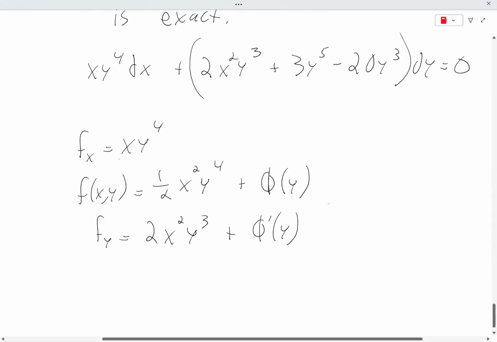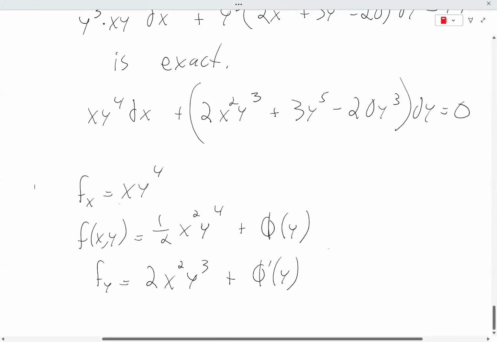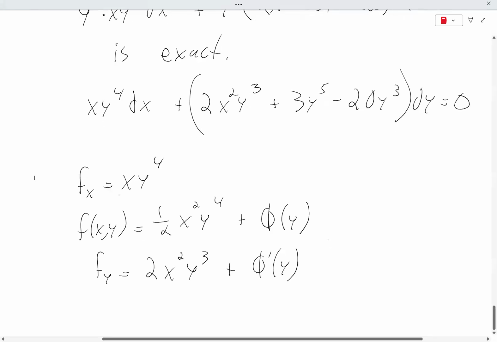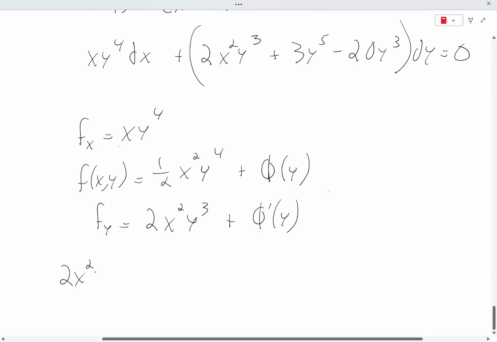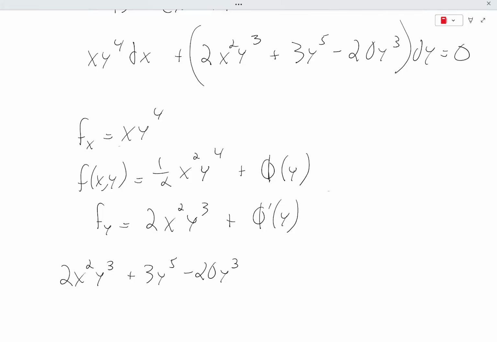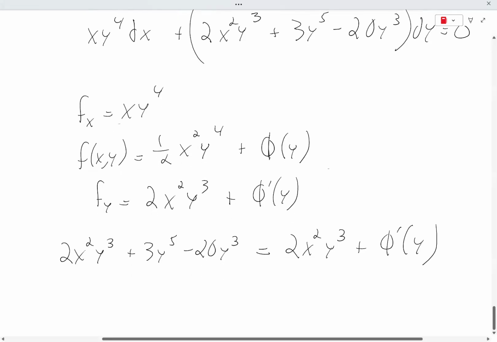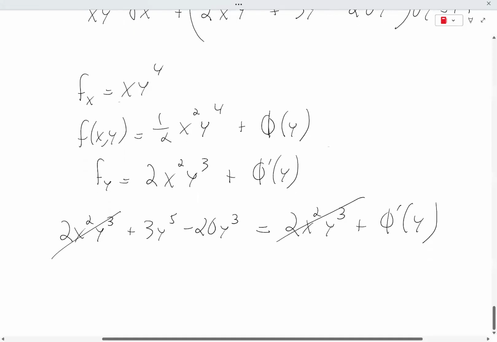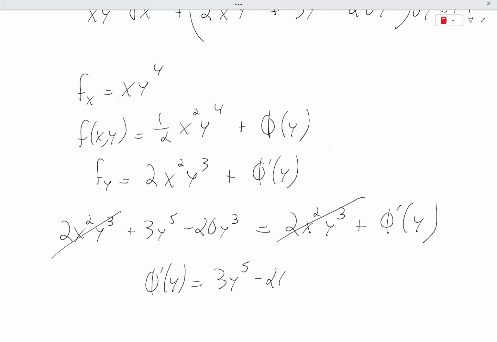Okay, and now f sub y was what? Well, I guess it'll be okay. F sub y is this, right? Okay, we've got to end up with a function of y at the end here. So we got 2x squared y cubed plus 3y to the fifth minus 20y cubed equals 2x squared y cubed plus phi prime of y. And fortunately, this x stuff drops off, because it was exact. Okay, so we get this here. So phi prime of y is equal to, I'm switching sides here, 3y to the fifth minus 20y cubed.